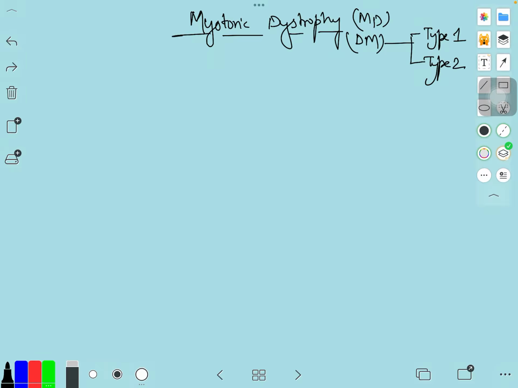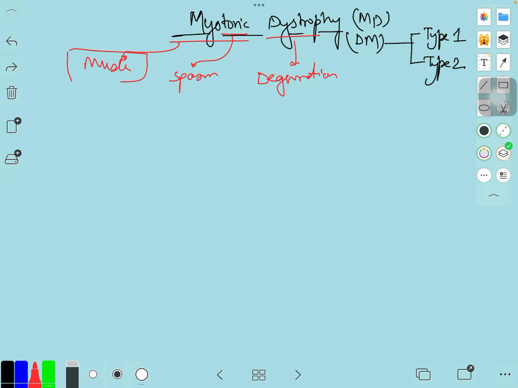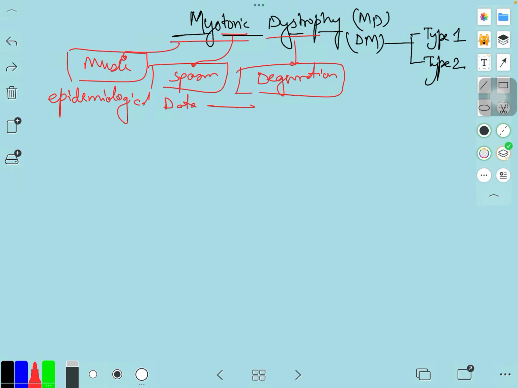Before going on to the different types, let's talk about something in general. Myotonia means it will affect muscle. Tonicity means spasm, and dystrophy will cause degeneration. So now we have an idea what is going to happen in this disease. Also, very important epidemiological data: it is about 1 in 10,000.